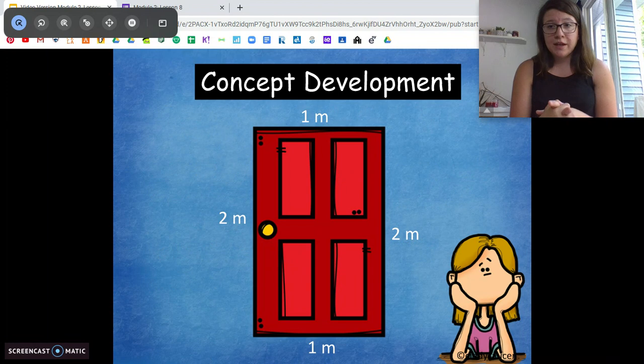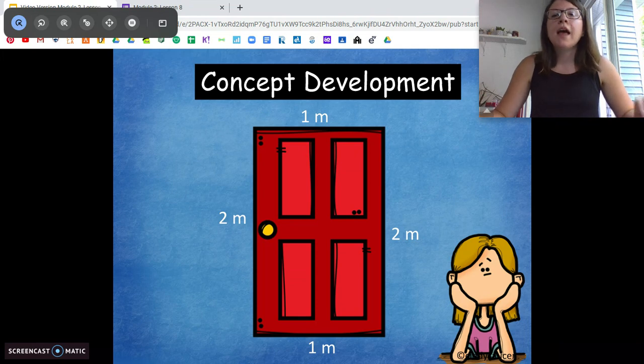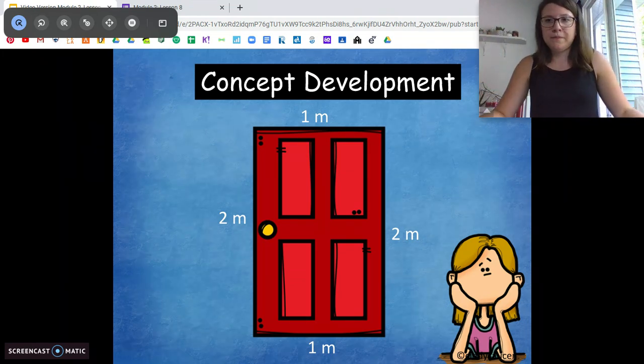I want you to look at the measurements, talk to somebody at home, figure it out on your board, think through it, and then we'll go over it. How long does my ribbon need to be to go all the way around my door?